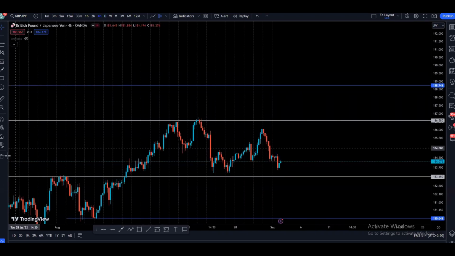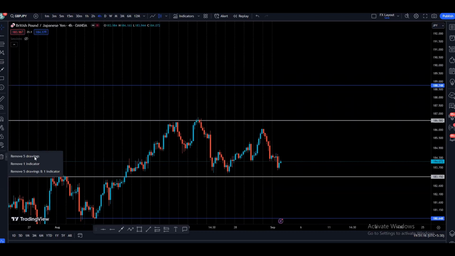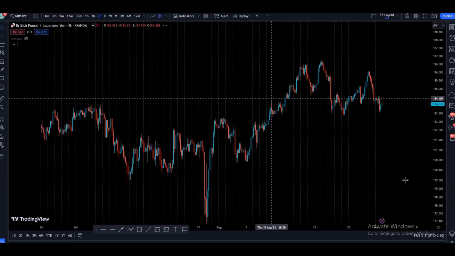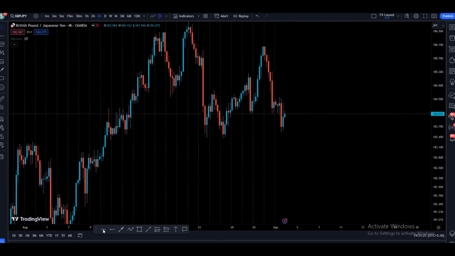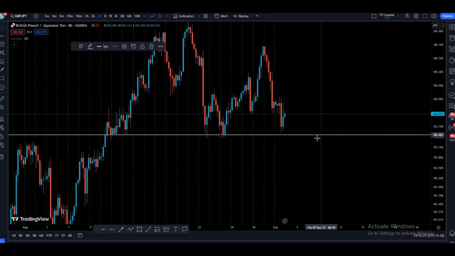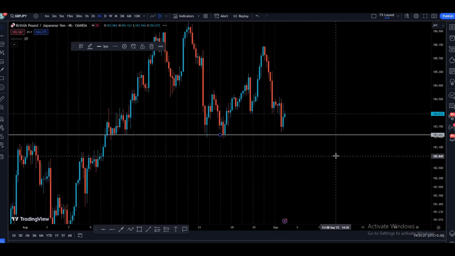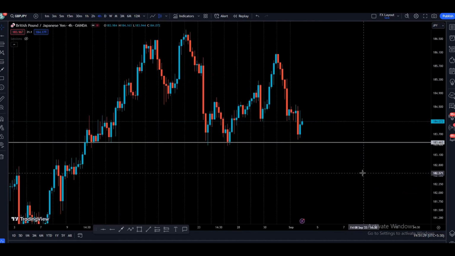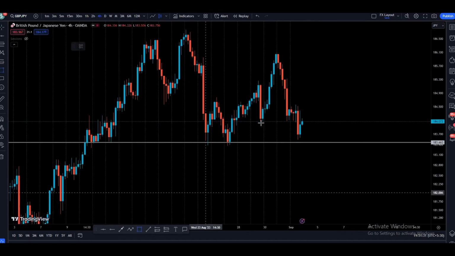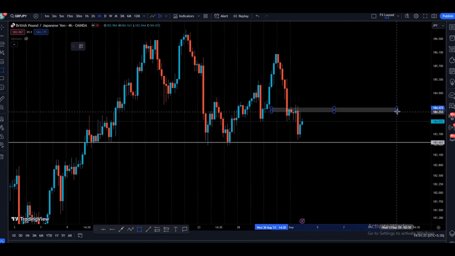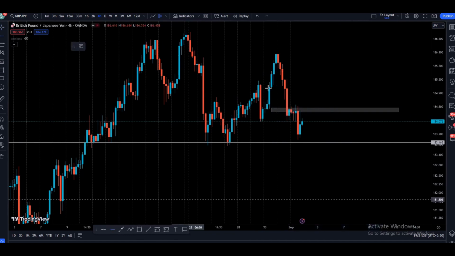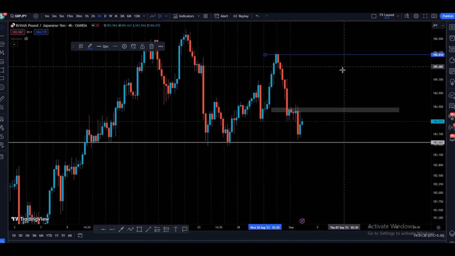Now let's go to the 4-hour time frame to see what is happening on the 4-hour. On the 4-hour, we know that this one is going to be a strong support, which we already saw on the daily time frame as well. So this is a strong support on the 4-hour as well. And we also know that this is going to be a resistance, and the next resistance is right here.